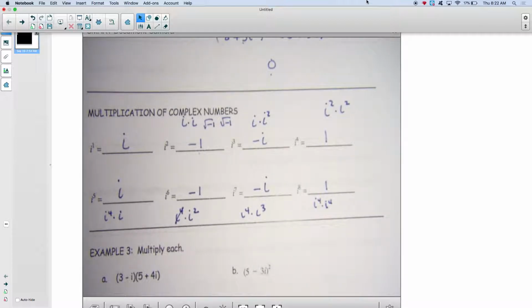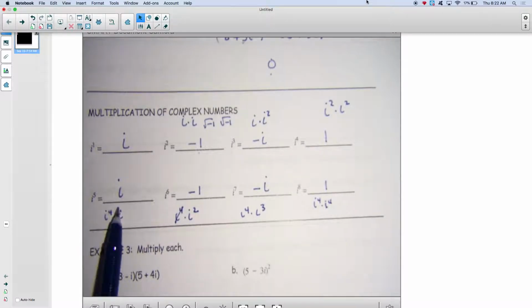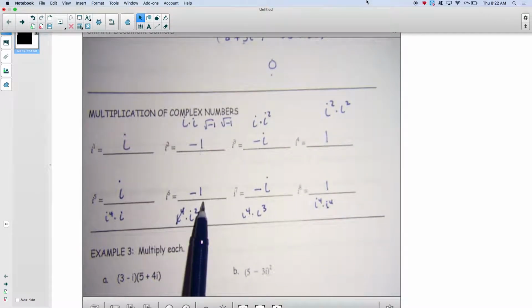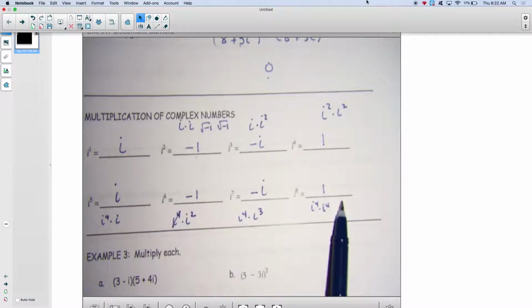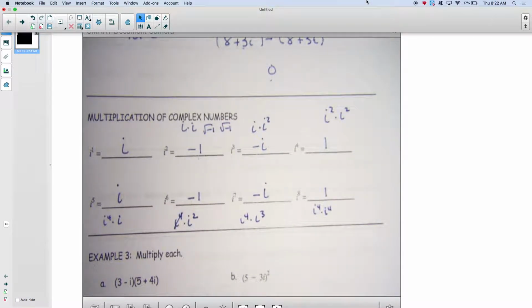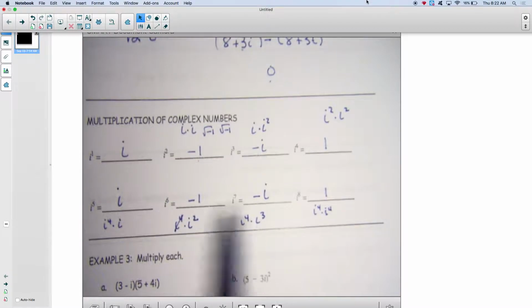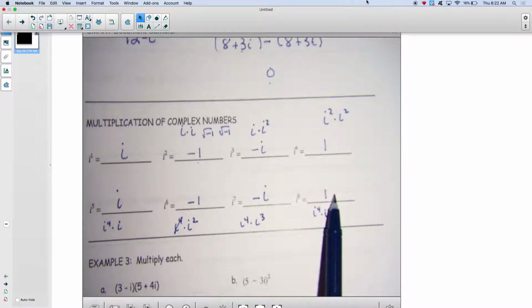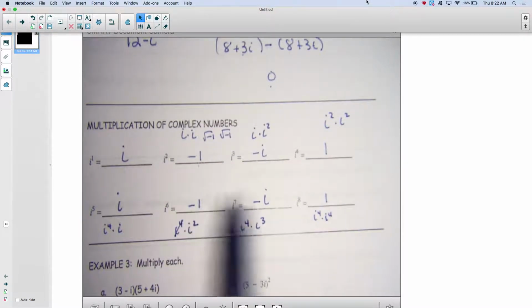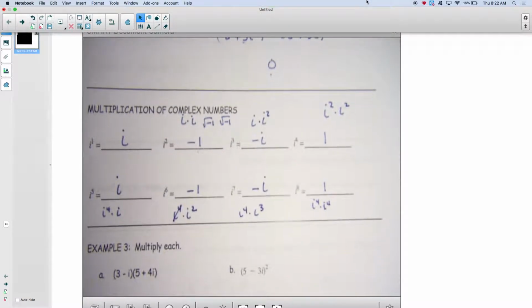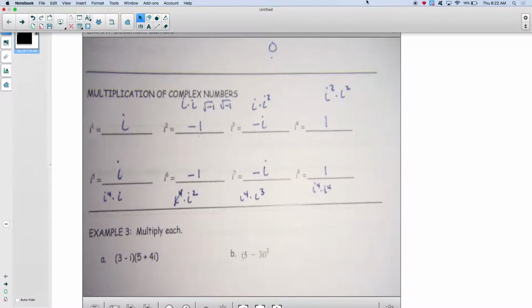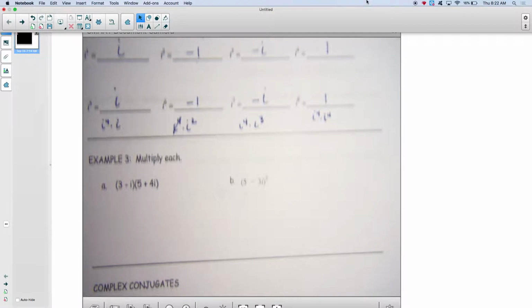And then i to the ninth, i to the 10th, i to the 11th, i to the 12th. The pattern just keeps repeating. i to the 9th, i 10, i 11, i 12, and then 13, 14. They just keep repeating. Questions? Okay, so let's do some multiplying.